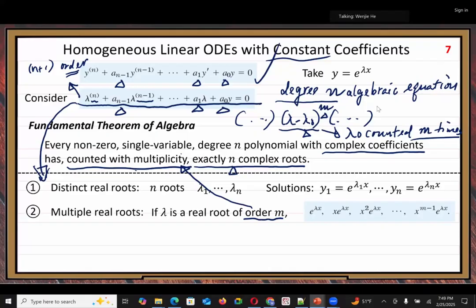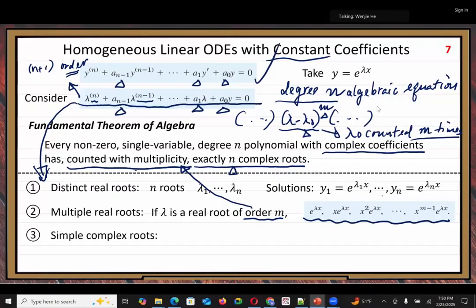Then, for this particular lambda, we can write m roots like this. With multiplicity m, we should find m different solutions for this equation. So these are the m different solutions. That's type 2.